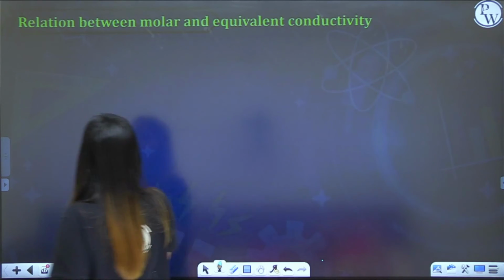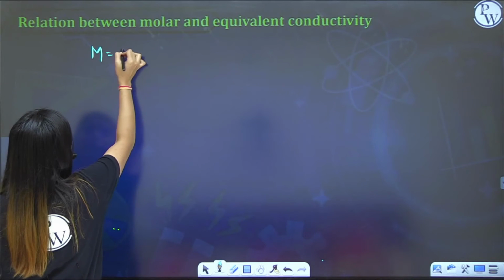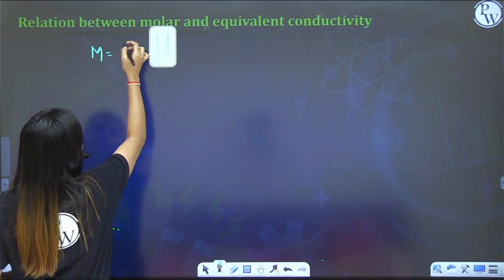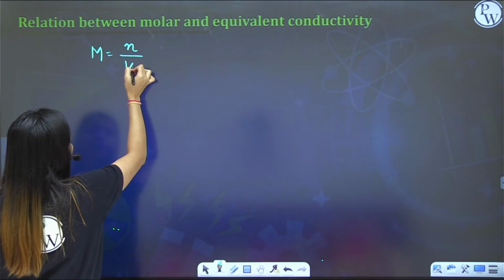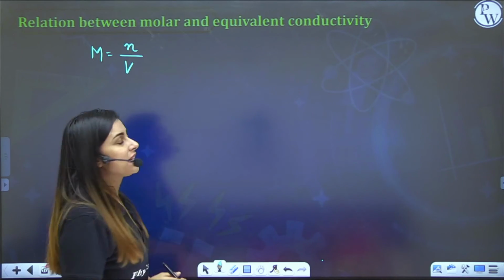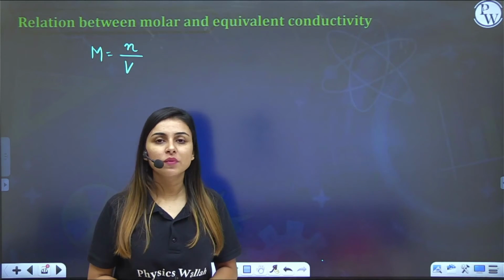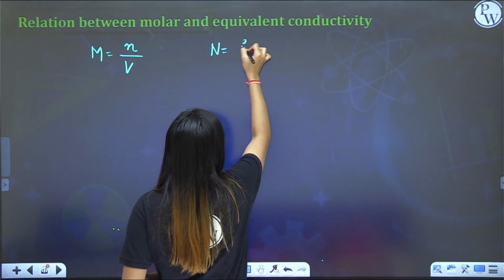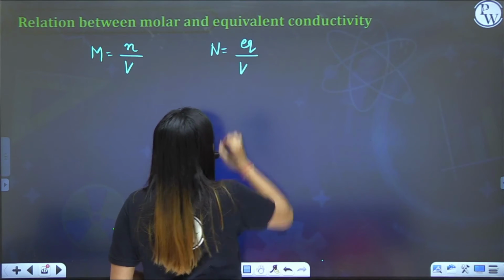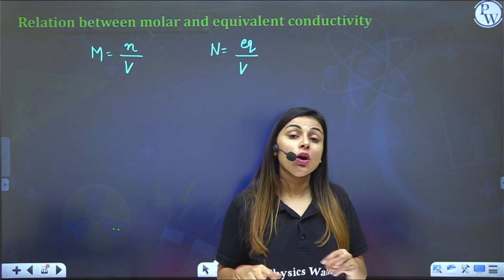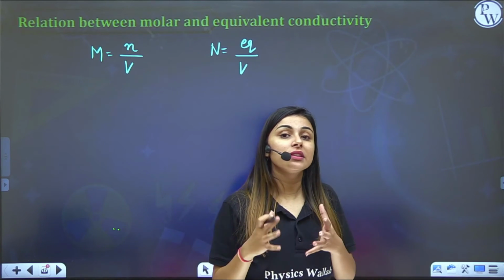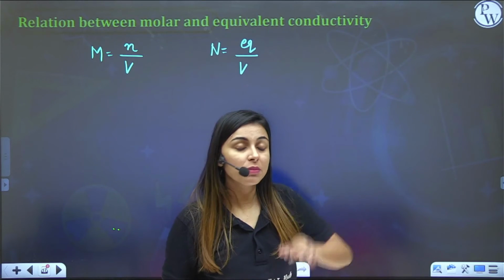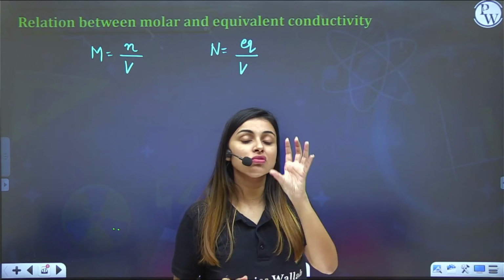I know that molarity is equal to moles, which I can write as n, divided by volume in liters. So molarity is equal to moles divided by the volume of the solution in liters. I know that normality is equal to equivalents upon volume in liters, right? Now we need to understand what is the relationship between molarity and normality. I'm taking you from the start to the end, so try to understand it.